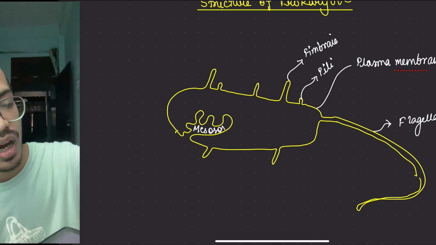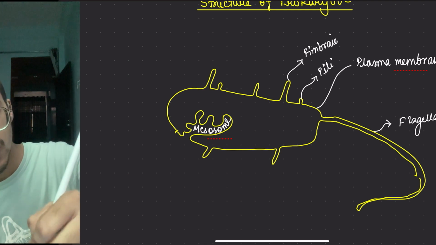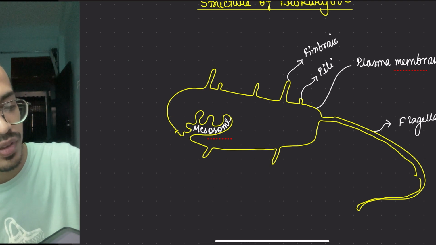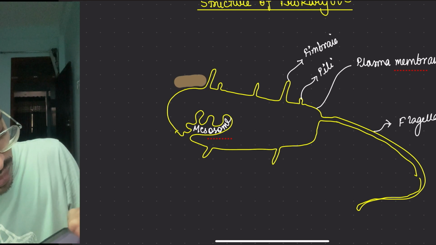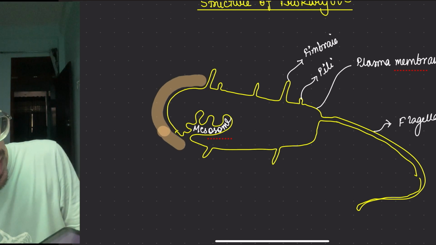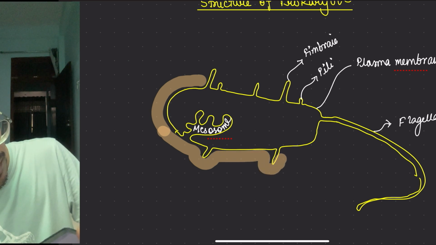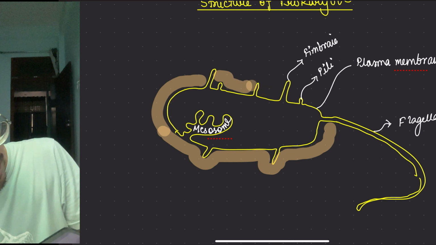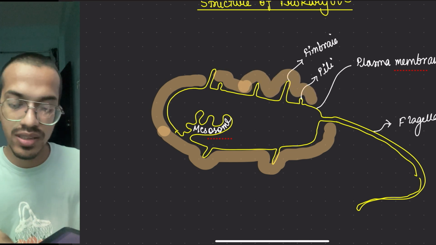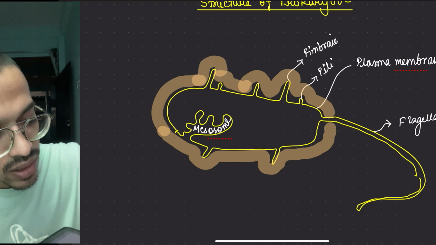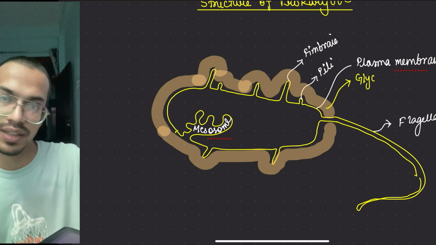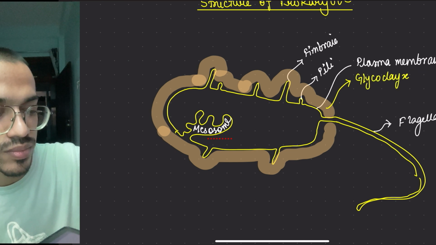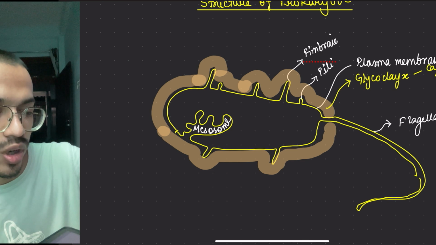Now around it there is the presence of a liquid, slimy or a solid structure around it. I'm just making it in an easier way. This structure which I just made is the glycocalyx. It is a protective covering. It could be capsular or it could be a slime layer.